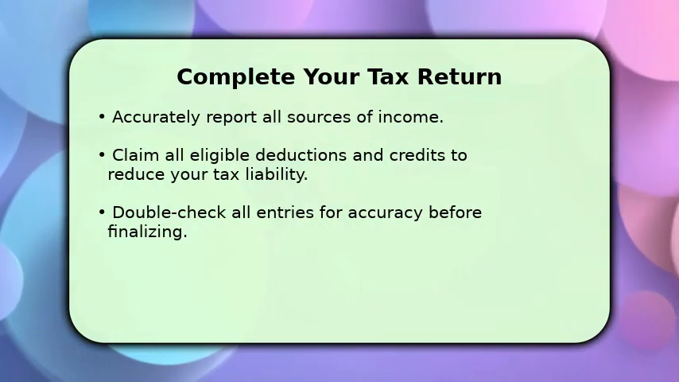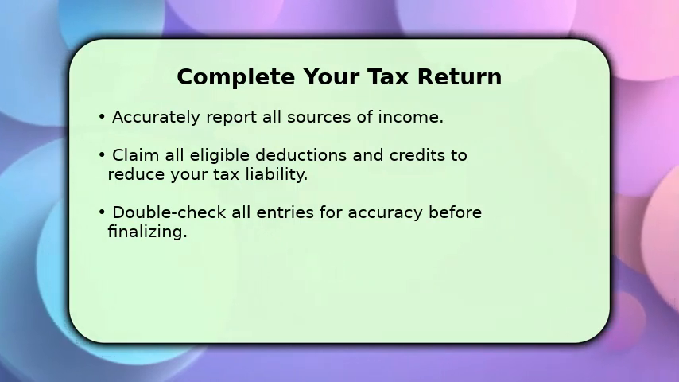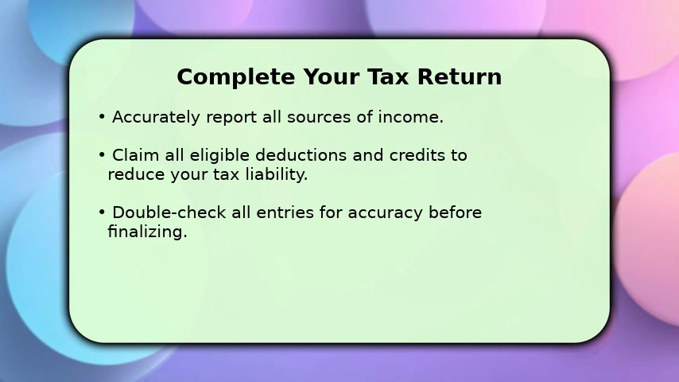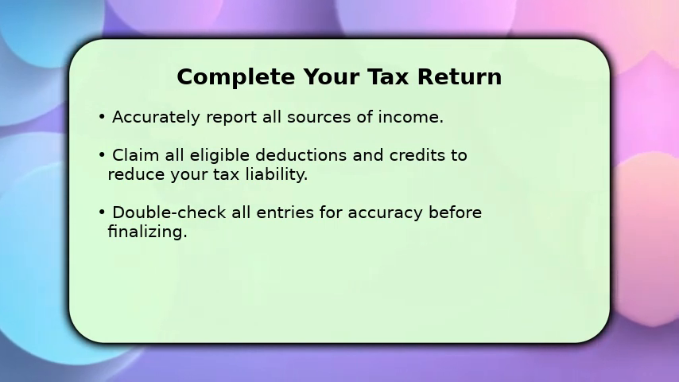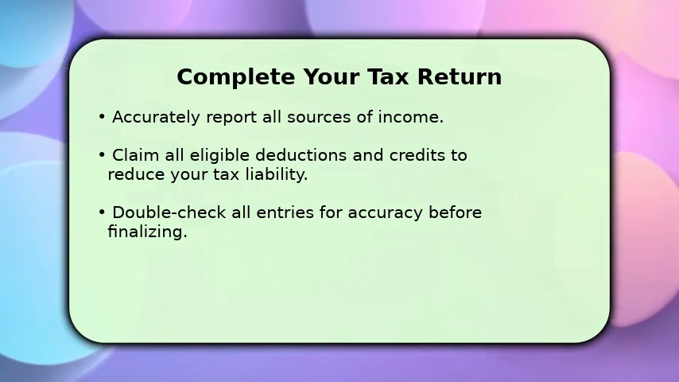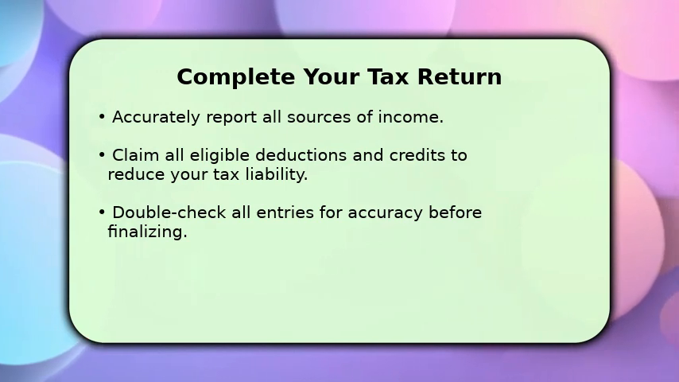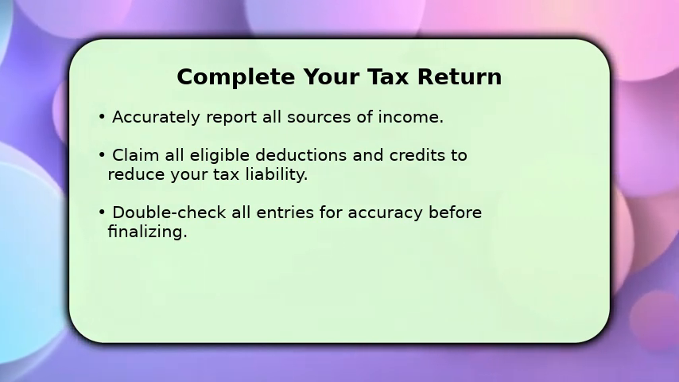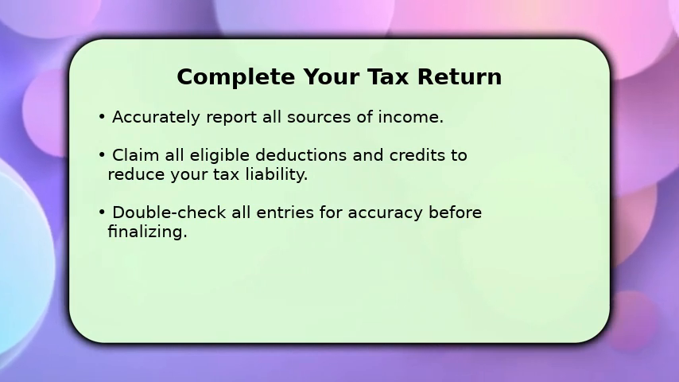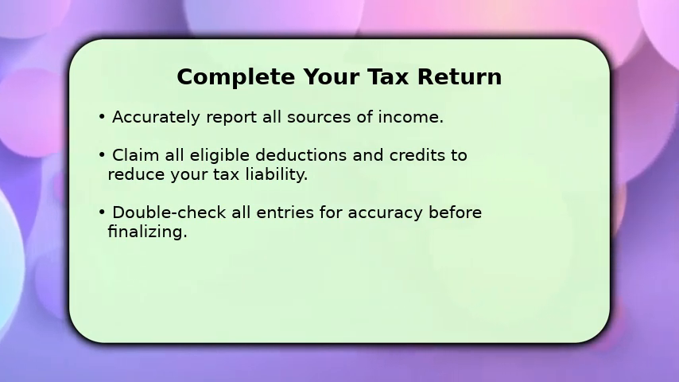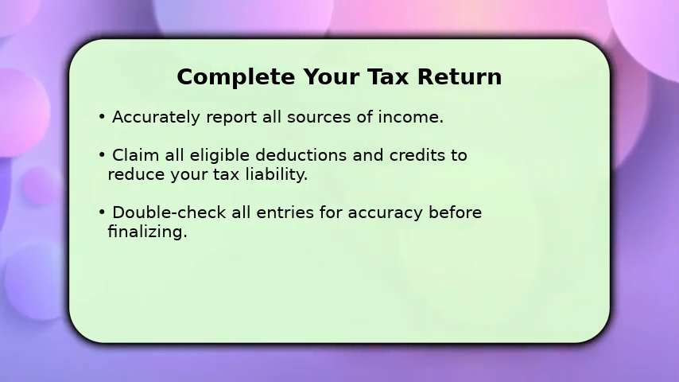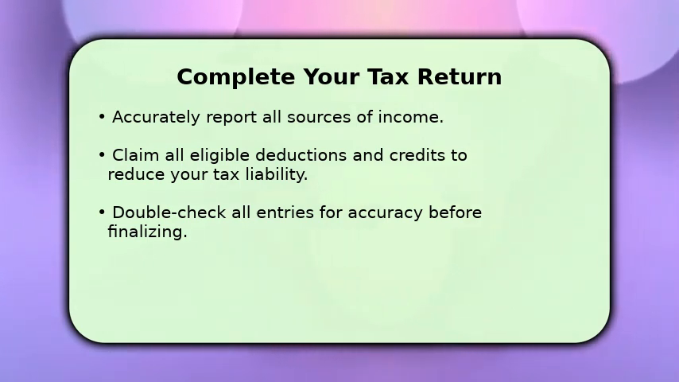Now it's time to complete your return. Carefully enter all your income information from your gathered documents. Then, identify and claim all applicable deductions and credits. These can significantly lower your taxable income and potentially increase your refund. For instance, a child tax credit can be up to $2,000 per qualifying child. Always double-check every entry for accuracy to avoid future issues.